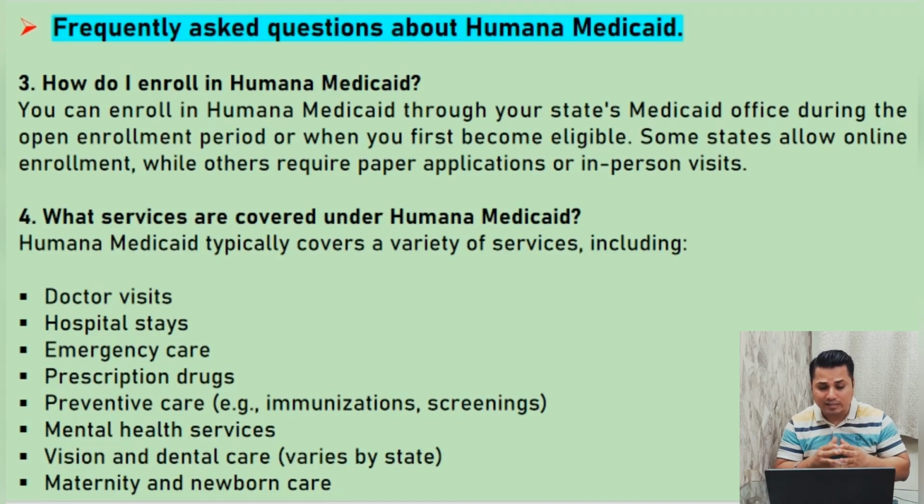What services are covered under Humana Medicaid? Humana Medicaid typically covers a variety of services including doctor visits, hospital stays, emergency care, prescription drugs, preventive care, for example, immunizations and screenings, mental health services, vision and dental care, which varies by state, and maternity and newborn care.